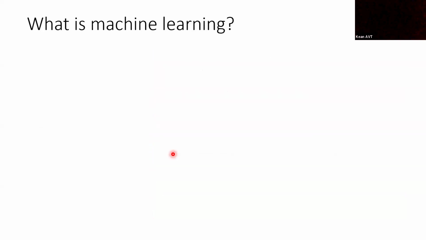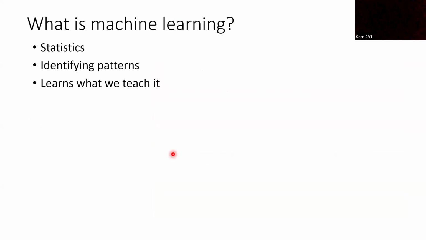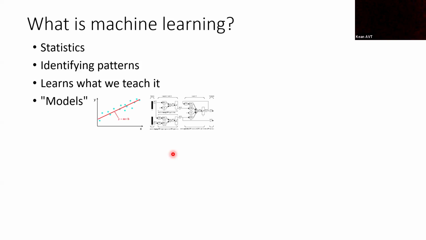So what is machine learning? At the heart of machine learning is statistics. It's very good at identifying patterns. It learns what we teach it. So if we don't present examples to it of things we want it to learn, it won't learn it. So something to keep in mind. And at the heart, what we're trying to do is create models. One of the simplest models we can think of to describe data is just a straight line where we're fitting different parameters to the data. But in machine learning, we have similarly other models, but they're much more complex.